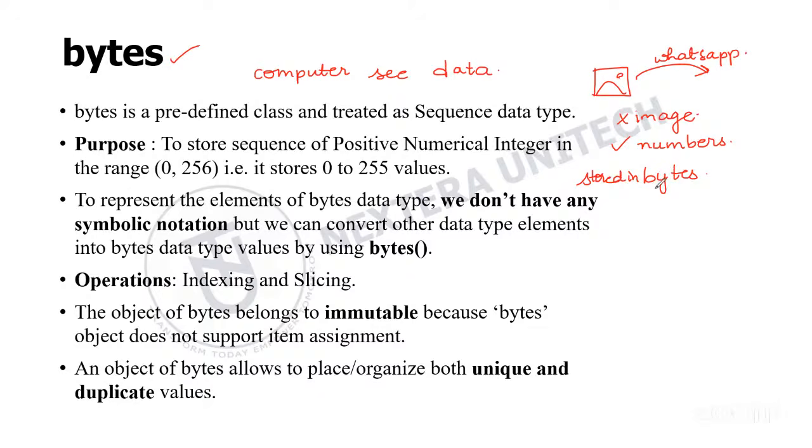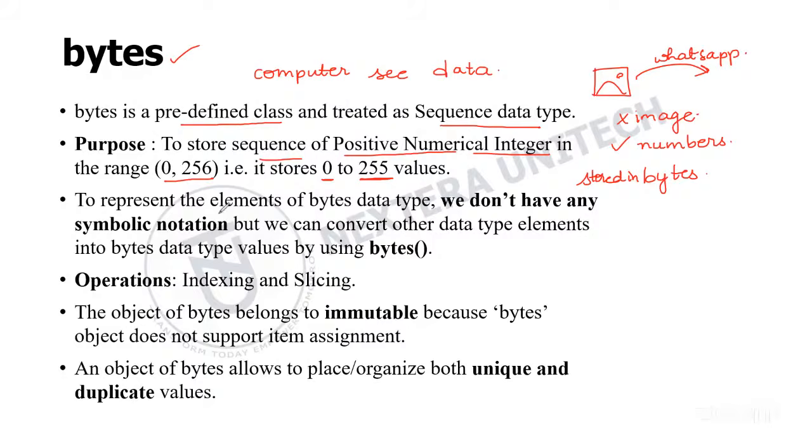These bytes are used to store a sequence of positive integers, in the range 0 to 256. That is, it stores values from 0 to 255. And bytes is a predefined class and it is treated as a sequence data type.